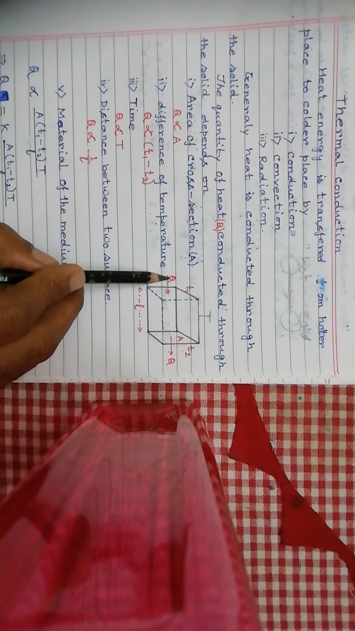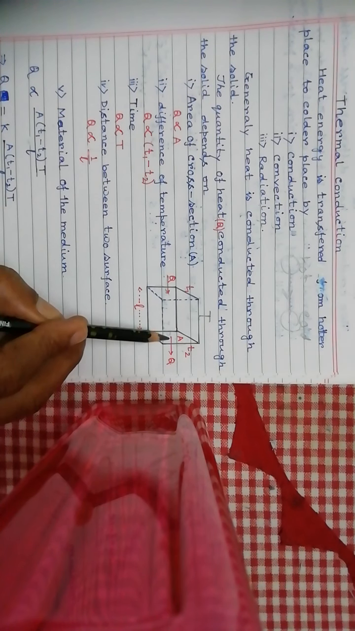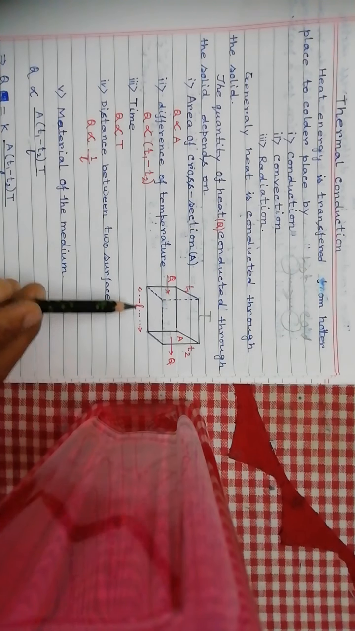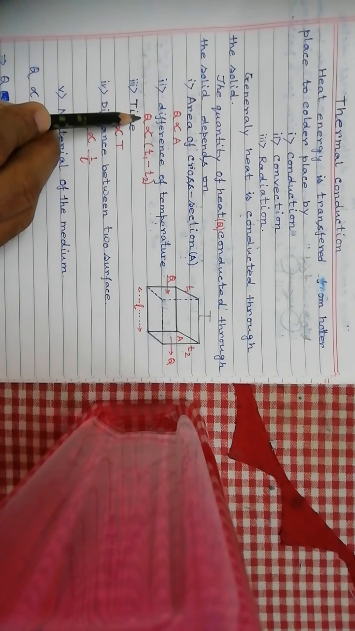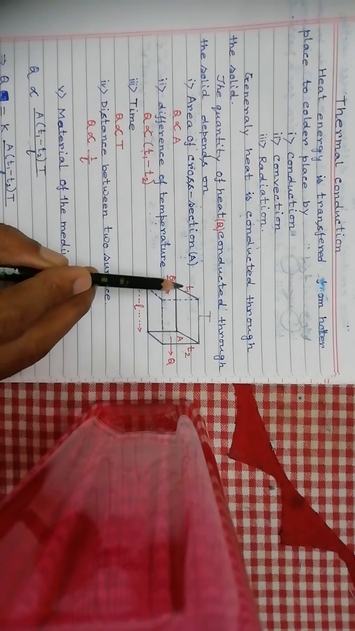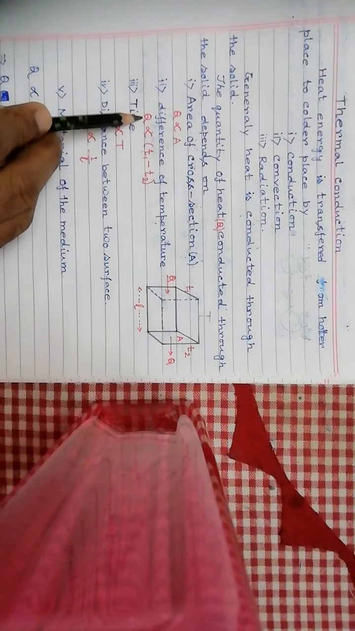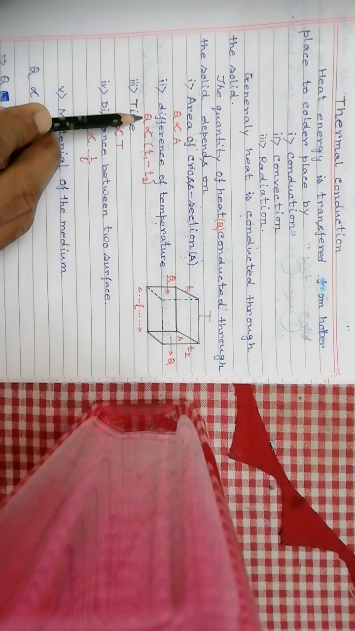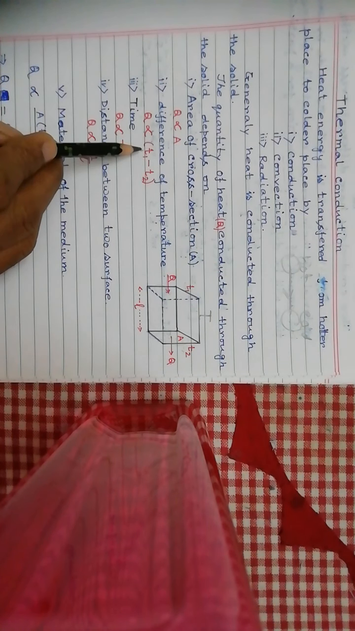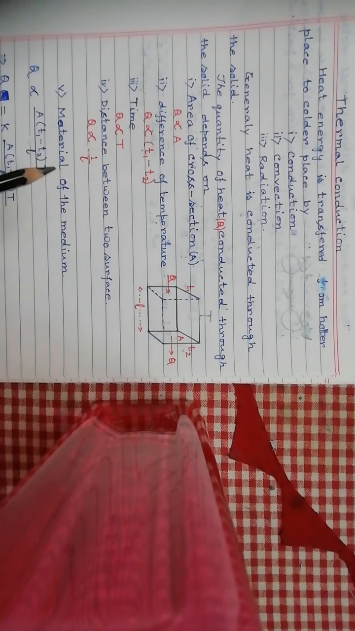The amount of heat conducted is directly proportional to the cross section. That means if the cross section is more, then the conducted heat will be more. The conducted heat is directly proportional to the difference of temperature of the two surfaces. If the difference of temperature is more, then the heat flow will be more. When time goes on, the difference of temperature of the two surfaces decreases, so the heat flow gradually decreases.